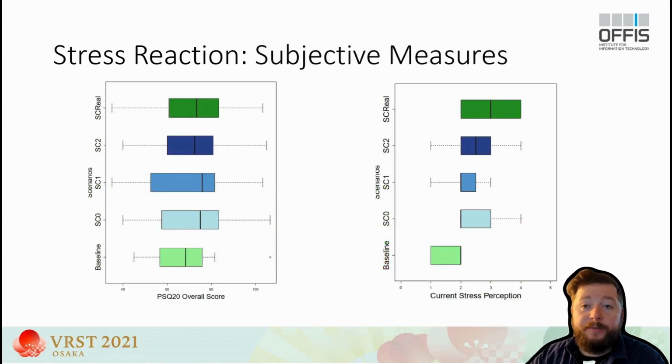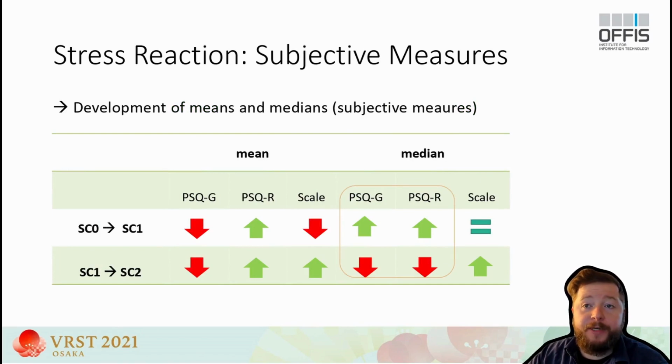In the subjective measures, we can also see a high scatter in the data. There are no significant differences in between the scenarios, and neither when comparing baseline to the scenarios. However, the median of the PSQ may hint towards a stress induction. In this table, we see the general scale of the PSQ20 decreasing with higher image realism when looking at the mean values. However, the requirements subscale shows an increase in both comparisons, whereas our 5-point item Likert scale shows a decrease from SC0 to SC1, but an increase from SC1 to SC2.